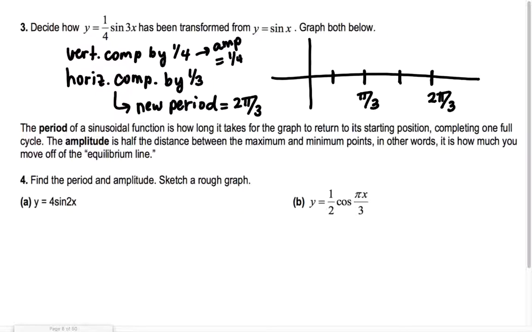Yeah, 1/4. You can use fractions with your friends. So we're going to go up to 1/4 and down to negative 1/4. But otherwise it looks just like sine. So we're going to start here, we go up, we go down, and then we go up. And that's our period.